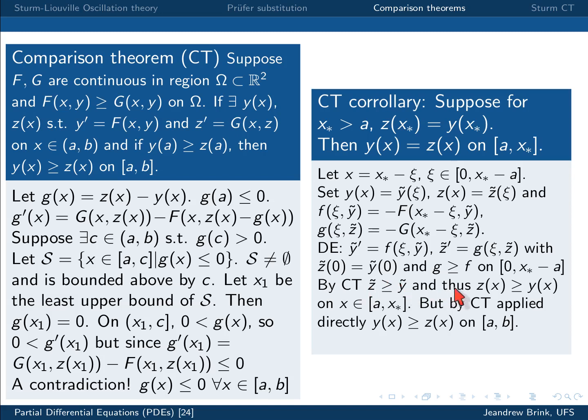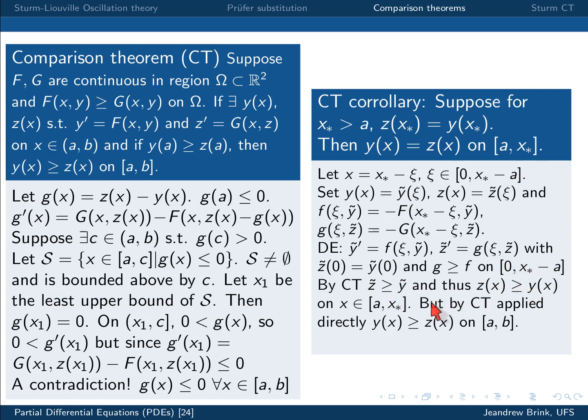Okay, and thus, because these two have the same value, z of x is greater than or equal to y of x on the whole domain x in (a, x star), or equivalently c in (0, x star minus a). Okay, so this result over here comes from looking at the c equations.